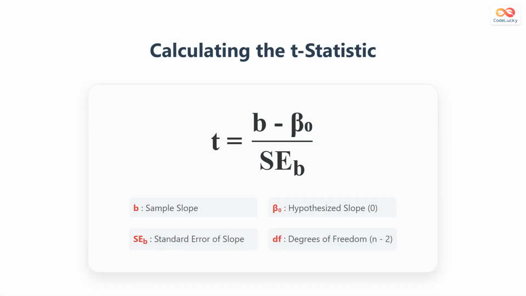Once conditions are met, we calculate the t-statistic. The formula takes our sample slope, b, subtracts the hypothesized slope beta0, which is 0, and divides by the standard error of the slope. This tells us how many standard errors our sample slope is away from 0. We use n-2 degrees of freedom.